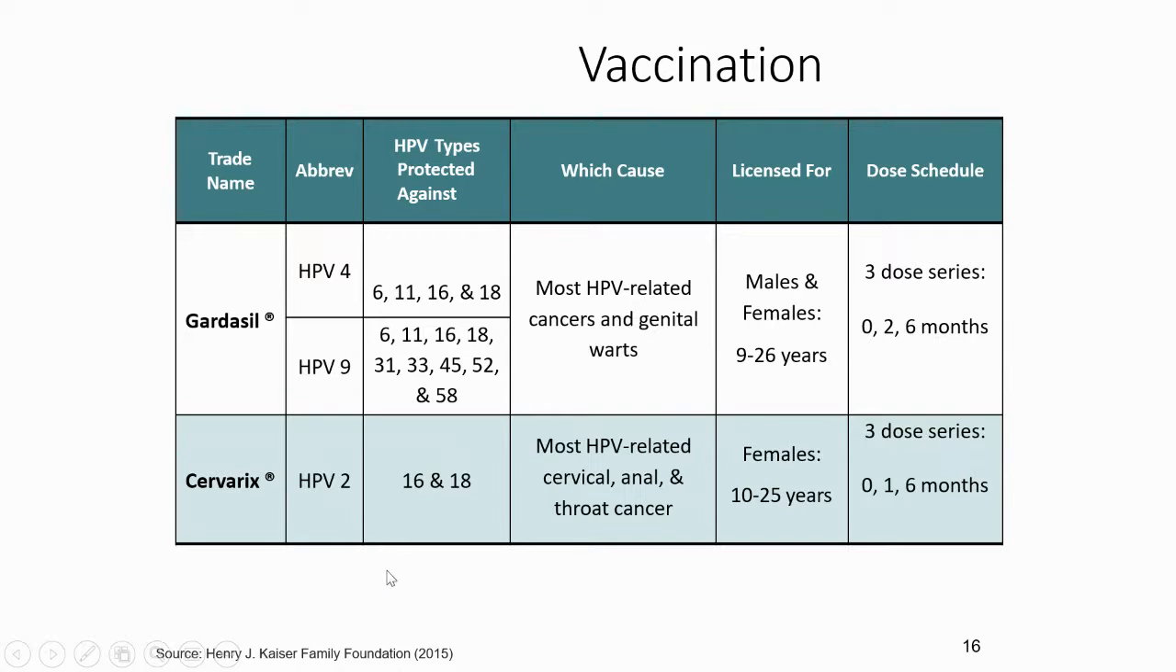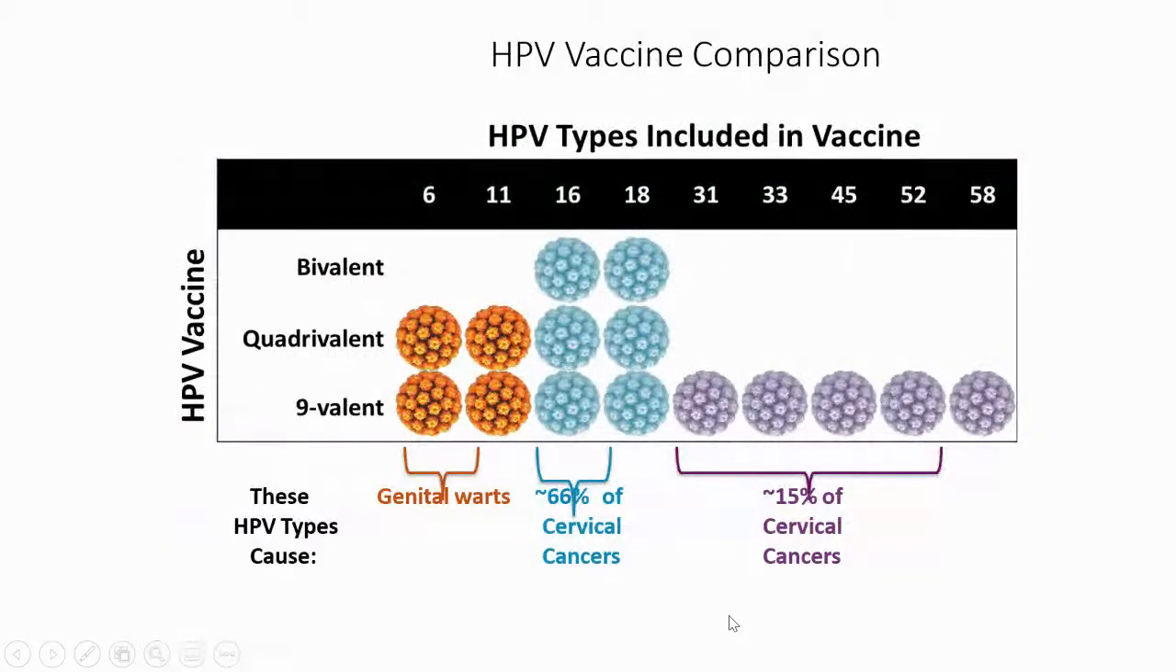Cervarix currently protects against 2 types of HPV, 16 and 18. Those are the ones that are known to cause cervical cancer. Now these are recommended for females aged 10 to 25, and again, it's a 3-dose series.